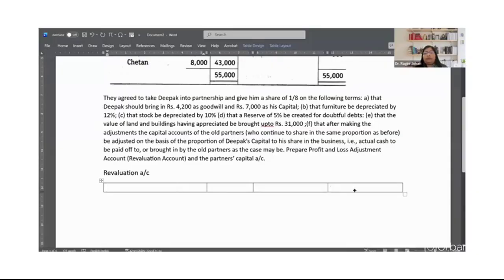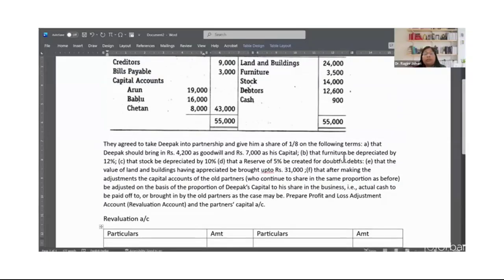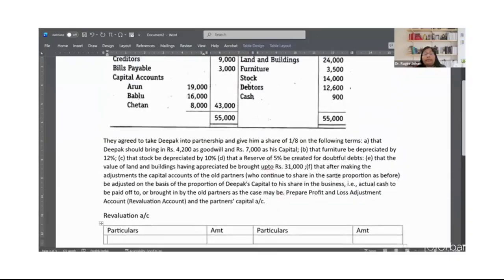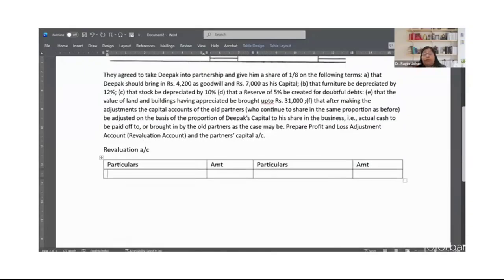As you can see, we have two sides, debit and credit side. This is the debit side and this is the credit side. So we start posting. Now, when we are doing the revaluation, please understand that one should always keep in mind we only post the difference of values, right?